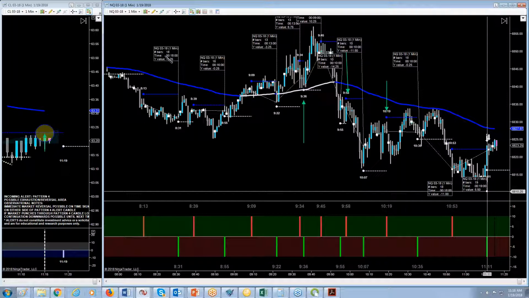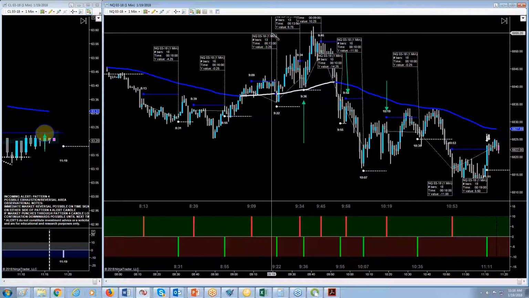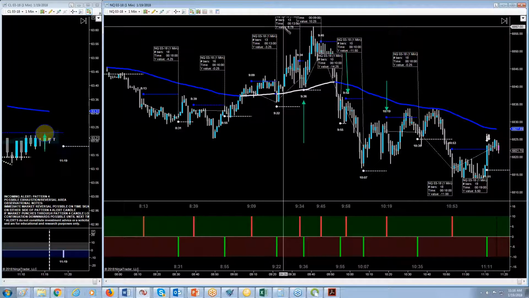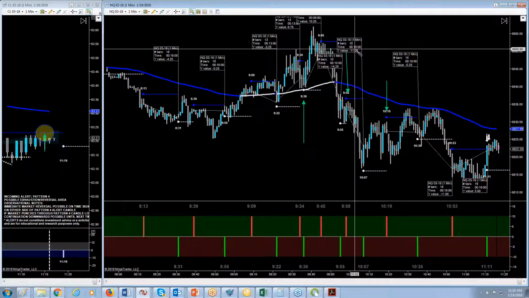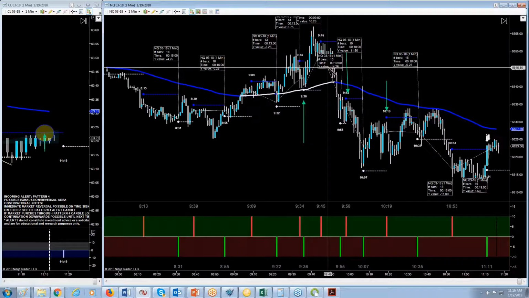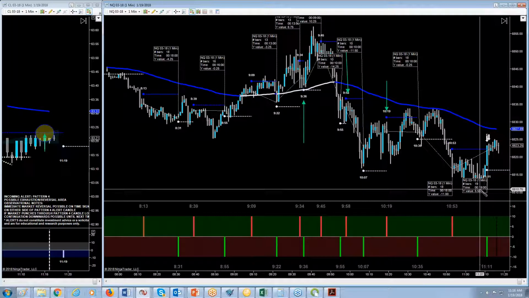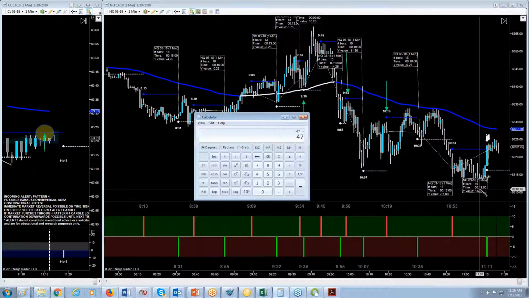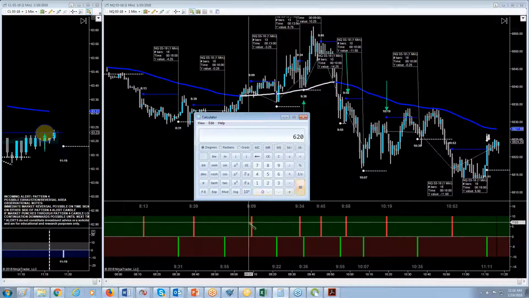So 4.5, 7.5, 11.5, 21.5, 33, 47, minus 16. 47 minus 16 is what? $31. The NQ is what? $20 a dollar? It's $620 going signal to signal.